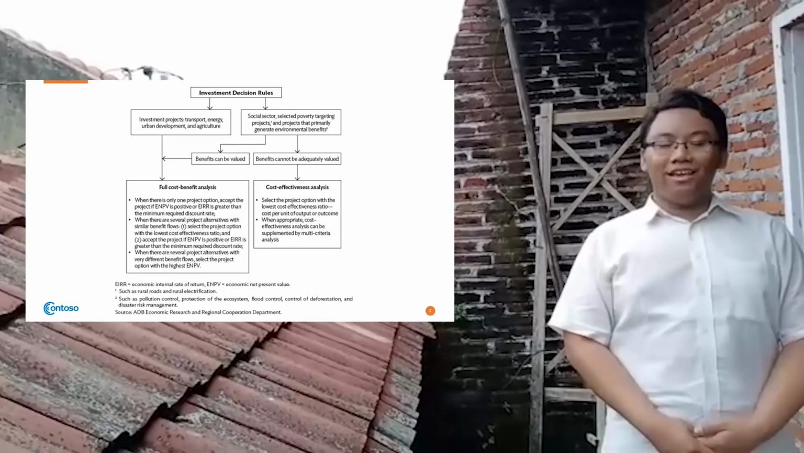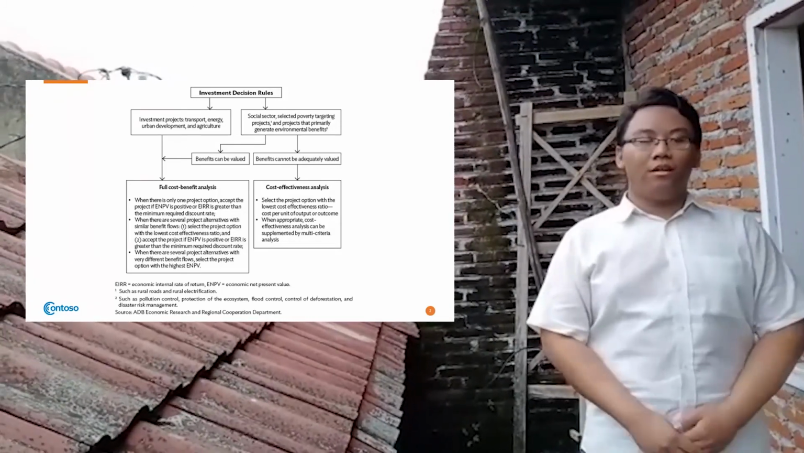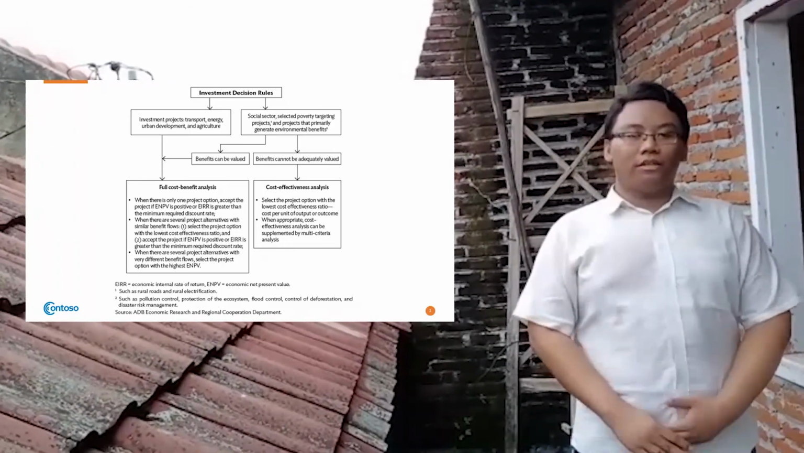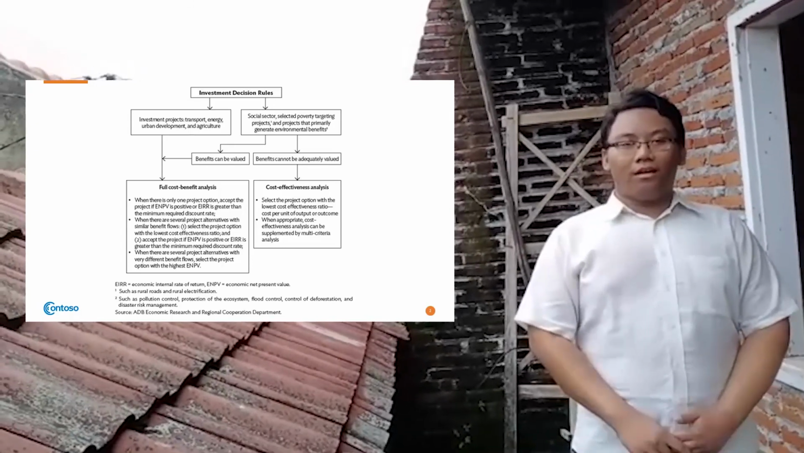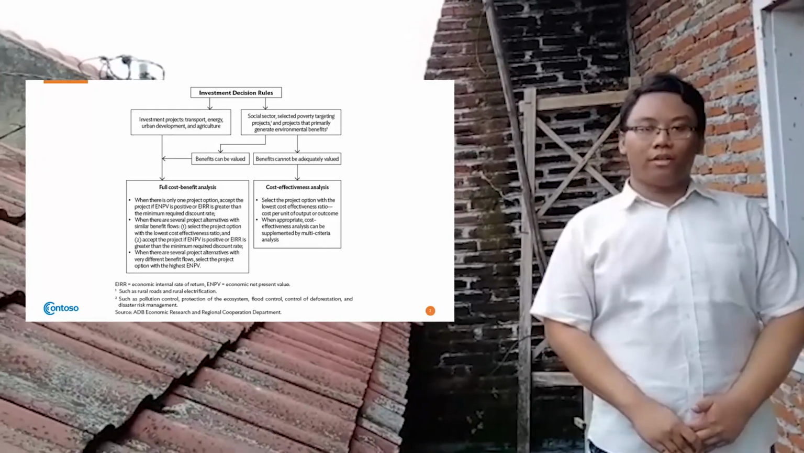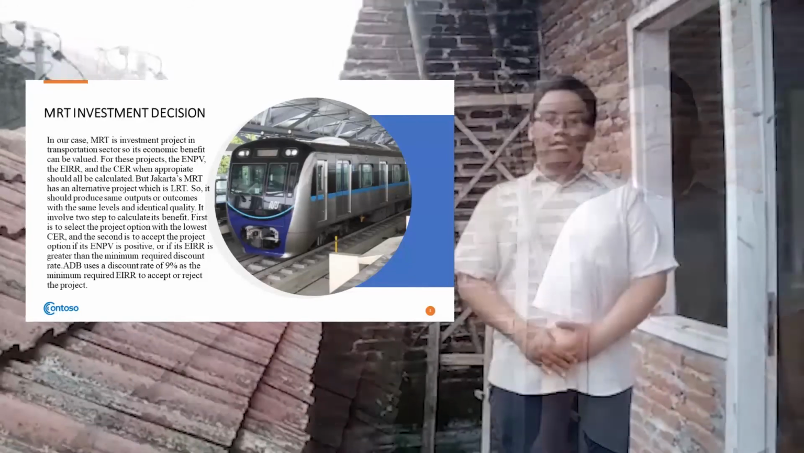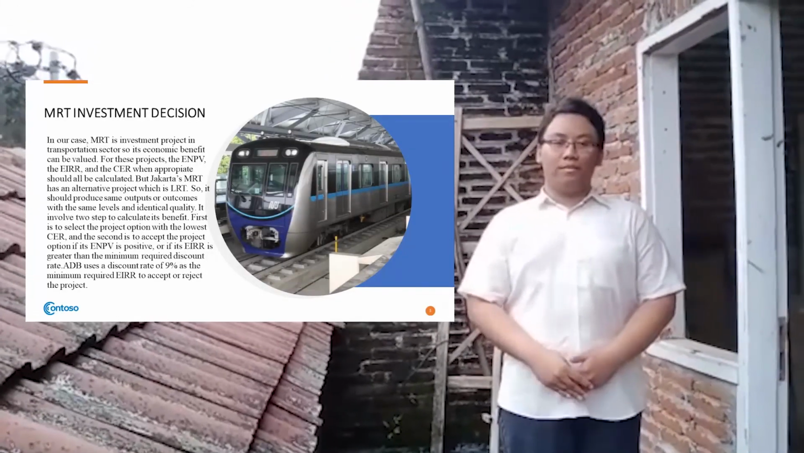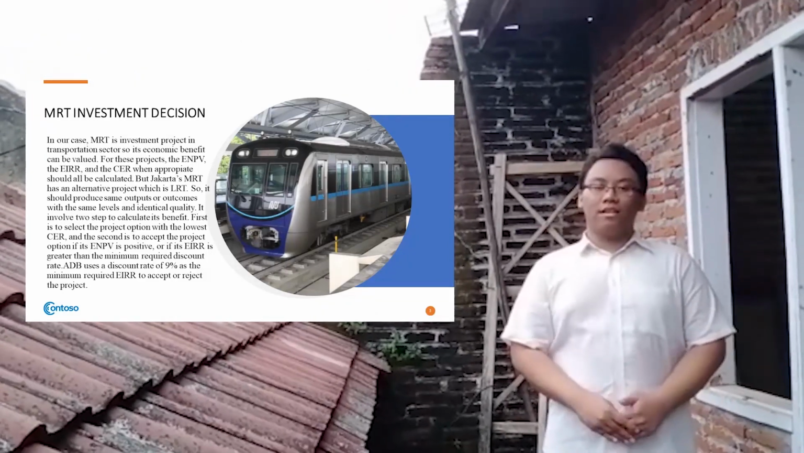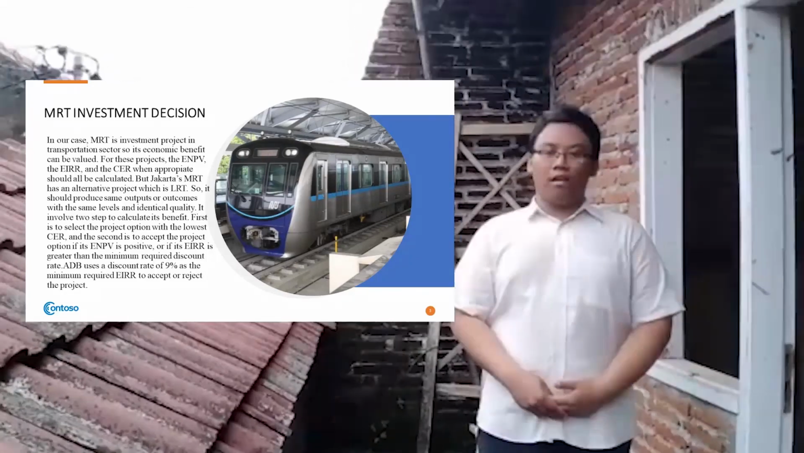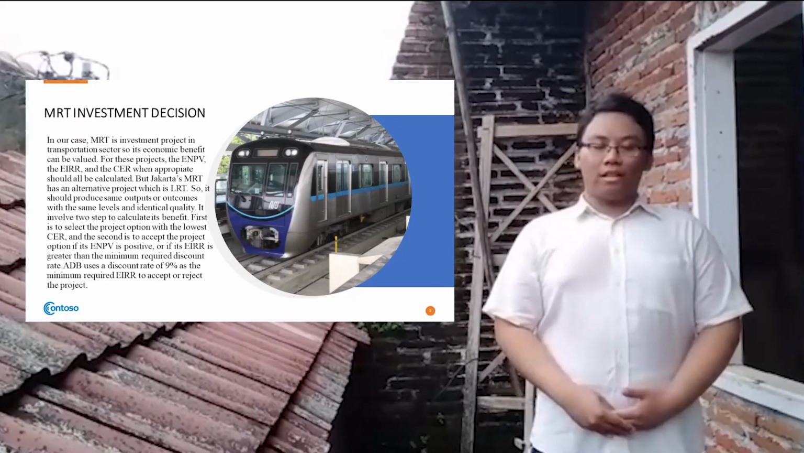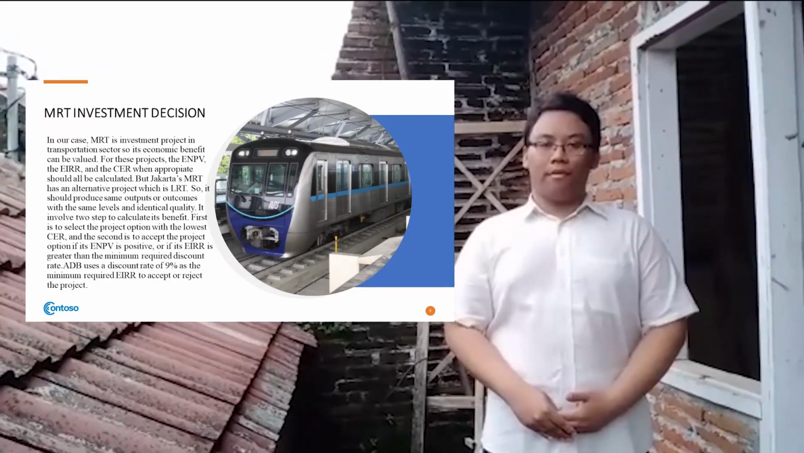You can see on the screen investment projects such as power, transportation, urban development, and rural irrigation benefit can be valued. Meanwhile, social projects such as poverty targeting project, its benefit either can be valued or cannot adequately be valued. In our case, MRT Jakarta is an investment project in the transportation sector, so its economic benefit can be valued. But MRT Jakarta has an alternative project called LRT Jakarta. When it comes to this condition, we can calculate its benefit by involving two steps and presented on the screen.